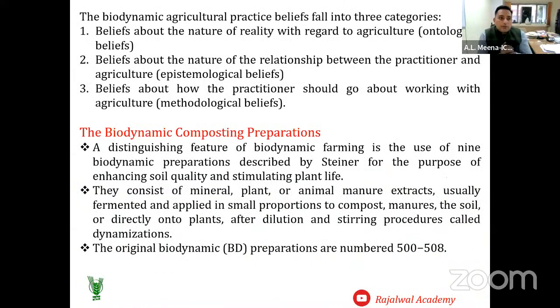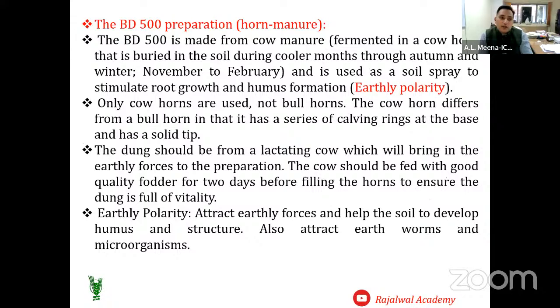For preparation of biodynamic compost, a distinguished feature of biodynamic farming is the use of 9 biodynamic preparations described by Steiner. He has described 9 different types of biodynamic preparations, and we will discuss them. The first one is the BD500 preparation, which is also known as horn manure. BD500 is made from cow manure fermented in a cow horn, which is buried in the soil during the cooler months through autumn and winter.